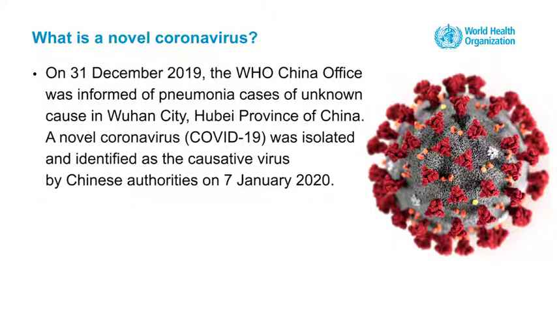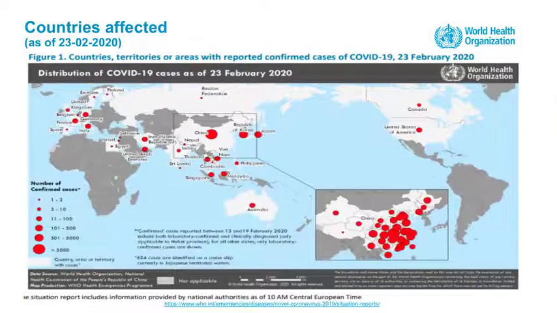On December 31, 2019, the WHO China Country Office was informed of several pneumonia cases of unknown etiology in Wuhan City in the Hubei province of China. A novel coronavirus was isolated and later identified as the causative virus by Chinese authorities later in January. As of February 23rd, these were the countries affected by the coronavirus.